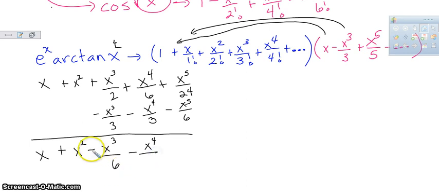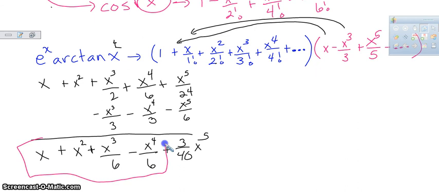Actually, this one would be a plus. This one would be minus over the 6. And the x to the 5th term would be plus 3 over 40 x to the 5th. I asked for the first 4 terms, so really you could stop right here. So that's your first 4 terms. And that's how you do that.